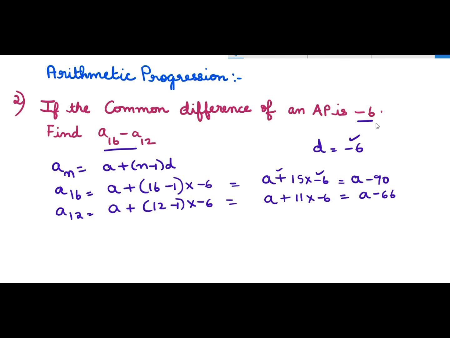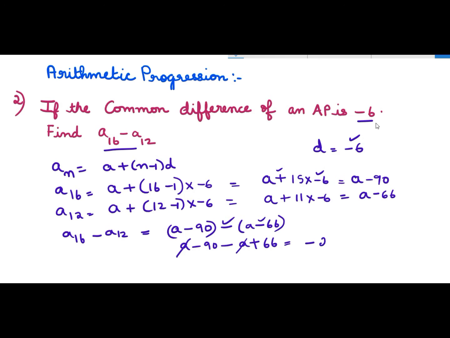Now the question is, we have to subtract a16 minus a12, the 16th term minus the 12th term. So (a minus 90) minus (a minus 66). When you open the bracket, a minus 90 minus a, and when you open this bracket, we will have plus 66. So a and a will get cancelled. 90 minus 66 is minus 24. Ok so a16 minus a12 is minus 24.